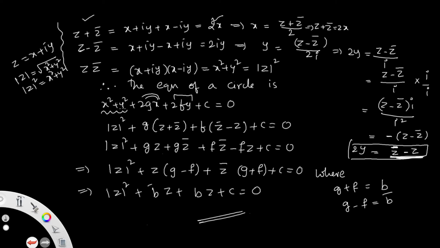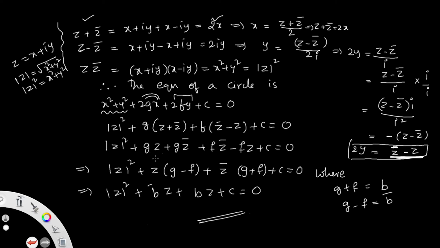So now substitute in the given equation of a circle, x square plus y square plus 2gx plus 2fy plus c equal to 0. Whereas x square plus y square we have to write as mod z whole square. 2x is g into z plus z bar, 2x equal to z plus z bar. And next 2y is z bar minus z, plus c equal to 0.